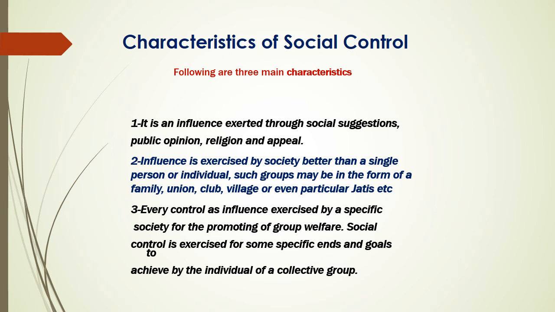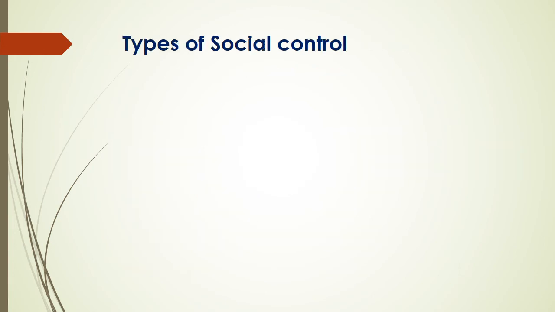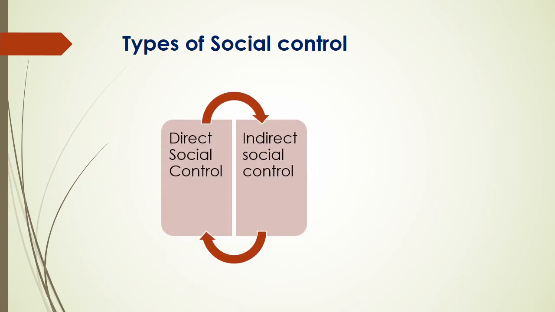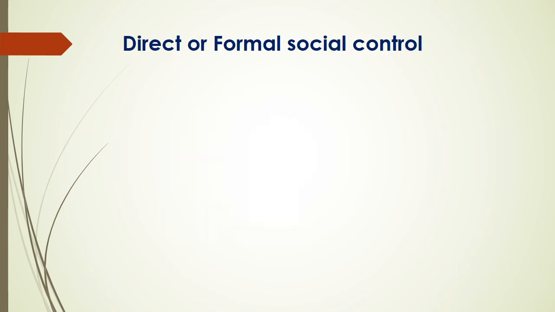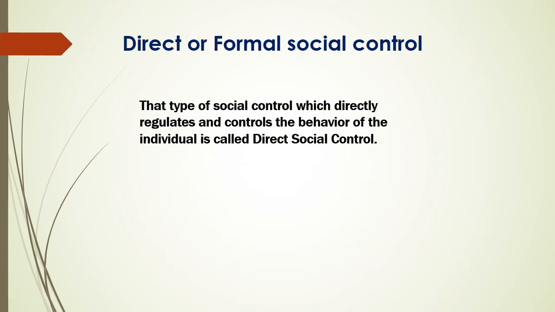Social control is an influence exercised by a specific society for promoting group welfare. It is exercised for specific ends and goals to be achieved by individuals of a collective group. Types of social control: direct and indirect. Direct, that means formal social control, is the type of social control which directly regulates and controls the behavior of the individual.